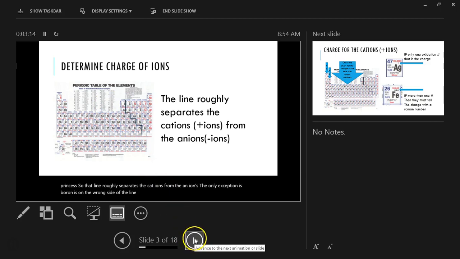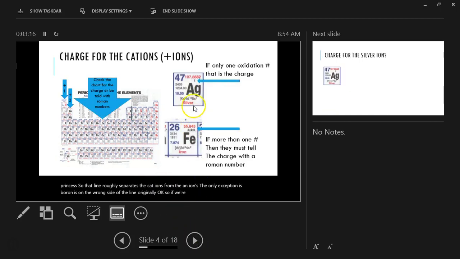Okay, so if we're looking at the box closely on the periodic table, you can see that there's a little number, or sometimes multiple numbers, above the symbol on the periodic table. And those numbers are the oxidation numbers for the element. And we use those as the charges for the most part. Until after spring break, we'll talk about how we know some of the exceptions, but this is how it works.